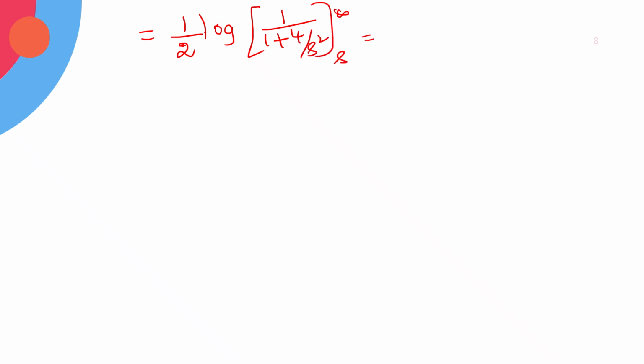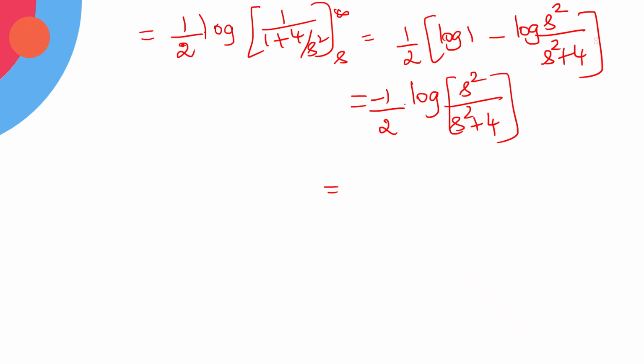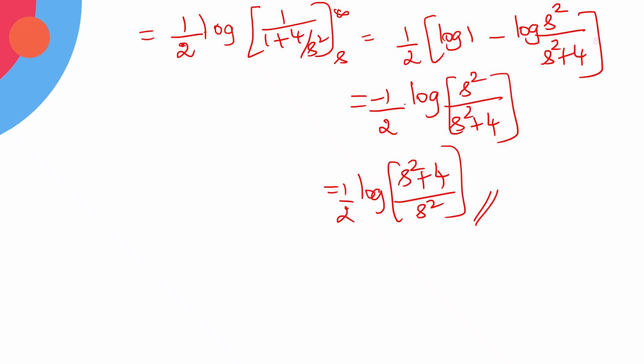So if we substitute infinity here, this term will vanish out. So we'll get half times log 1. And when we substitute that s, the original function itself will come. So I can write that as log of s square divided by s square plus 4. So log 1 will be 0. So the final answer will be half times minus log of s square by s square plus 4, or otherwise we can write this as half times log of s square plus 4 by s square. For a negative sign, we can reciprocate the given answer.